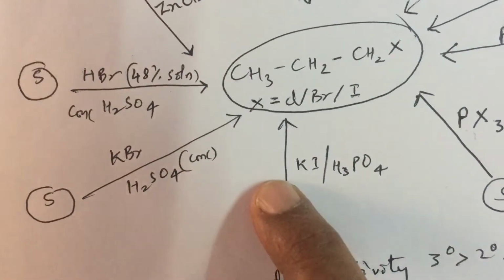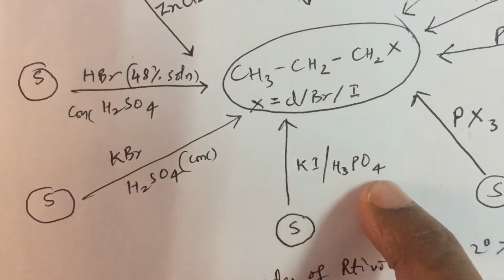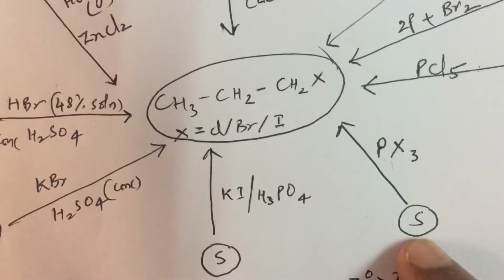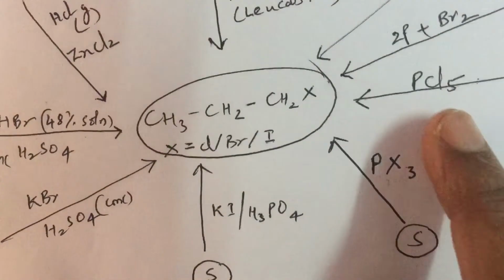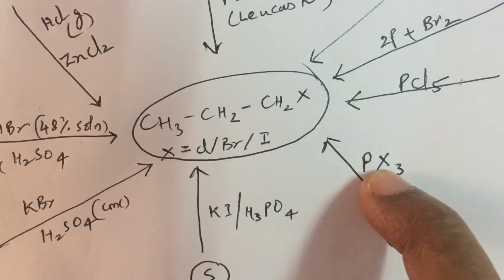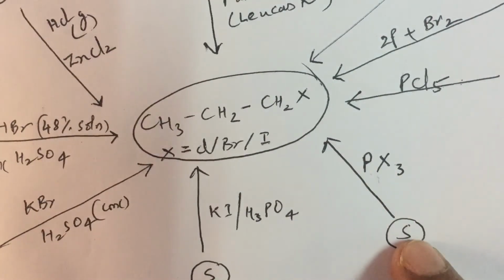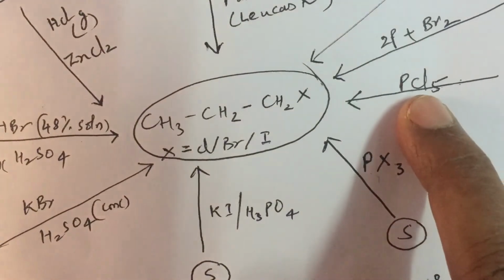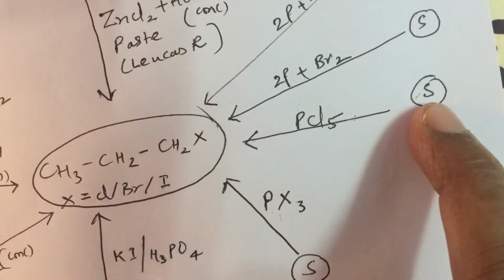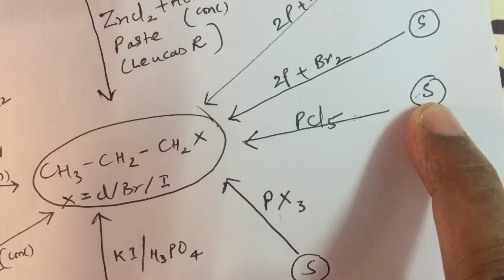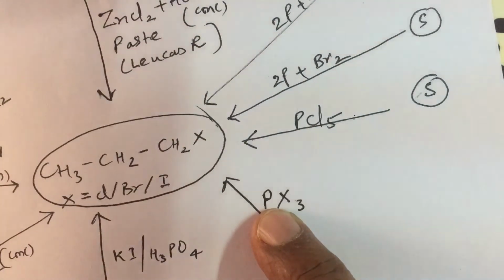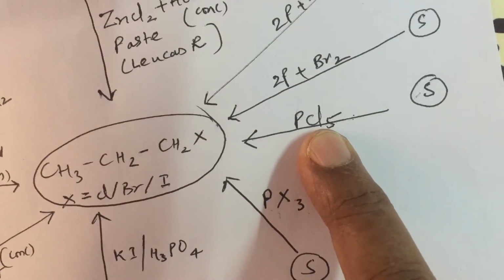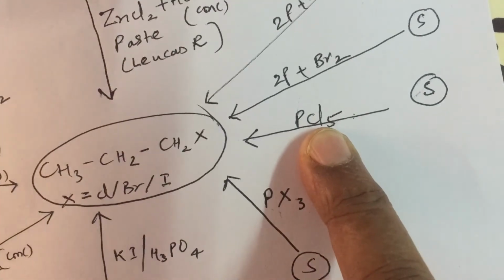For iodination of propanol, you can use a KI and H3PO4 mix. You can also use phosphorus halides, PX3 and PCl5. One mole of PCl3, for example, can react with 3 moles of ethanol, whereas 1 mole of PCl5 reacts with only 1 mole of alcohol, maybe ethanol, propanol, whatever. The other product in the case of PX3 is H3PO3, a dibasic acid. The other products in the case of PCl5 are POCl3 and HCl.